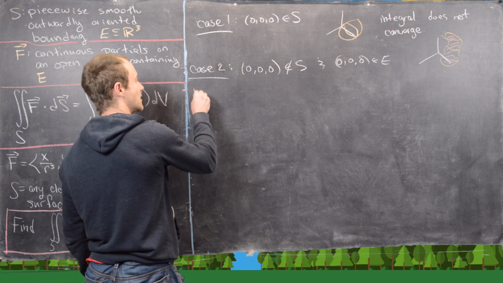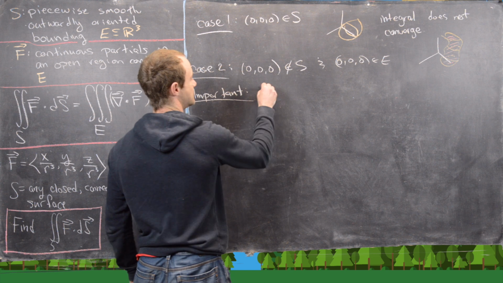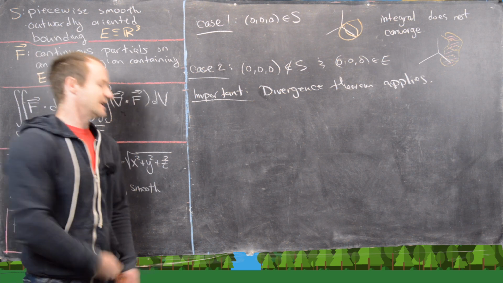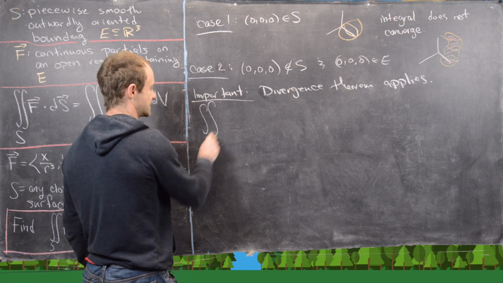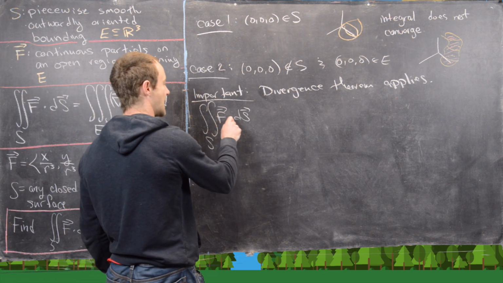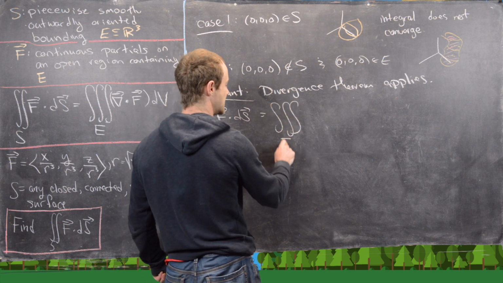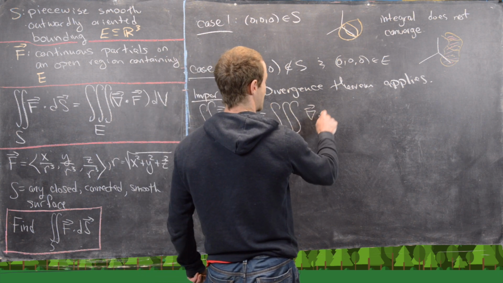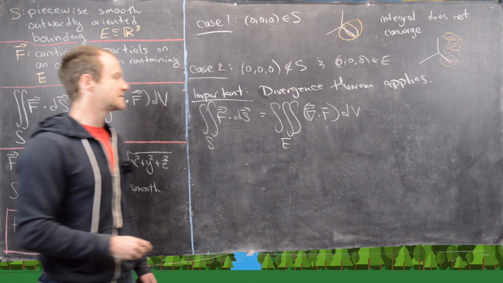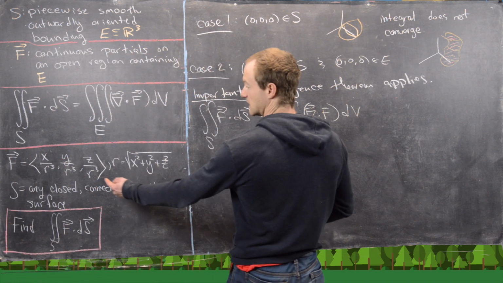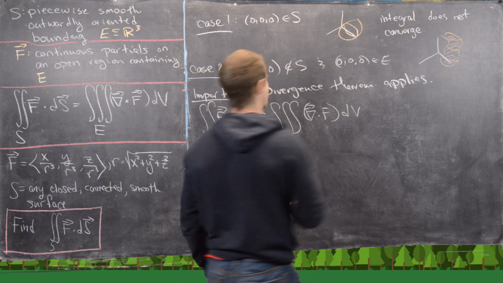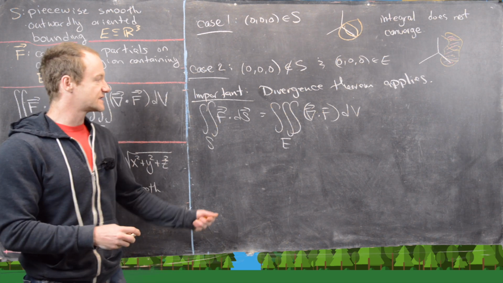Okay, good. The important thing here is that the divergence theorem applies. So the divergence theorem will apply in this case, which means we can take the surface integral over S of the vector field F and say that that is the triple integral over E of the divergence of F dV. Great, but that means we're going to need the partial with respect to x of this, the partial with respect to y of this, and the partial with respect to z of that term. So let's look at that.